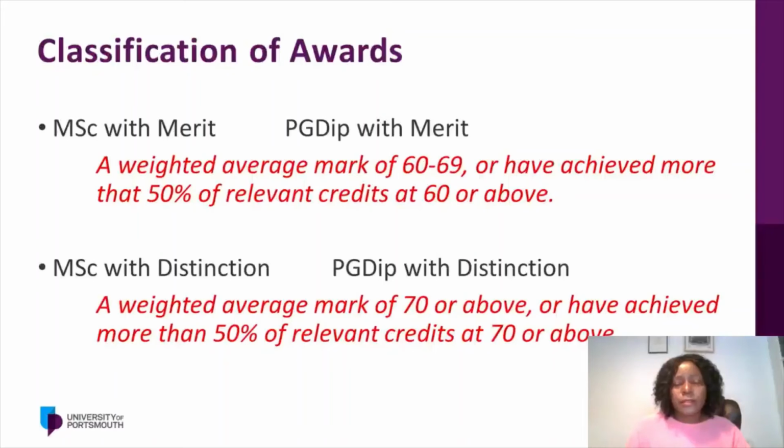So it's a bit tricky there. It's not 50, but it's more than. So for the diploma, we're talking about 90 credits, or maybe everything. And for the MSc, we're talking about maybe 100 or 120 credits or above. And for the distinction, it's the same kind of setup, but you're looking at an average mark of 70 or above, or having achieved more than 50% of the relevant credits at 70 or above.